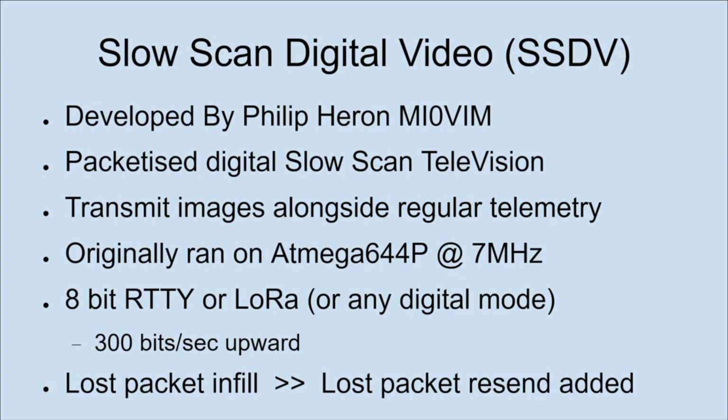Because of our listener network, the packets can be received by multiple stations. They're all fed to a single point, and so the overall number of packets that are lost is less. If a packet is lost, then it's in-filled on screen with an appropriate colour. But if you've got a backward channel, you can also request that packet to be resent and the picture corrected.